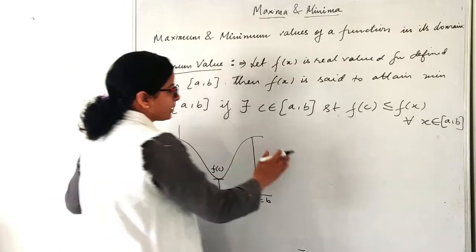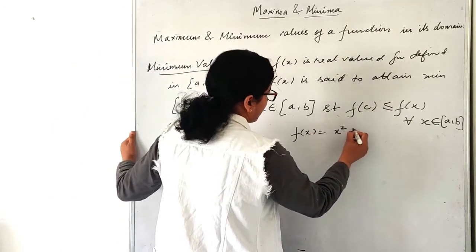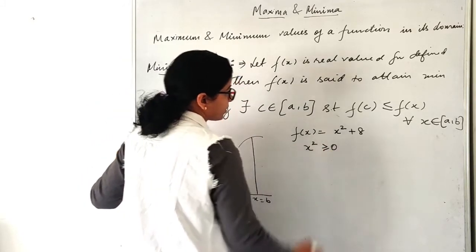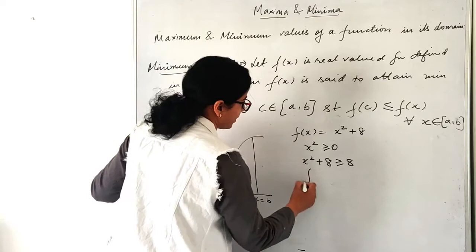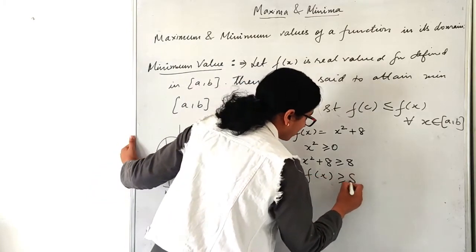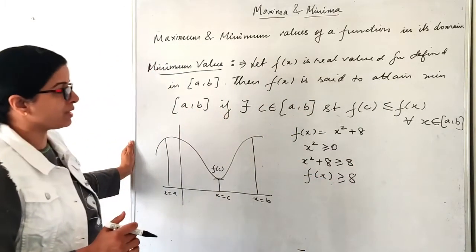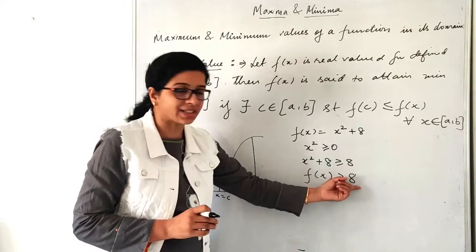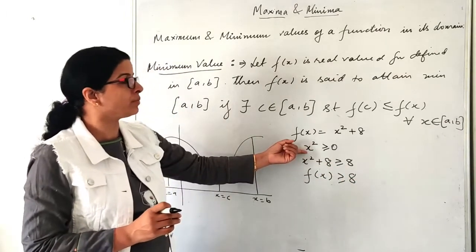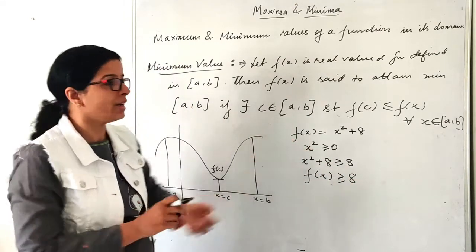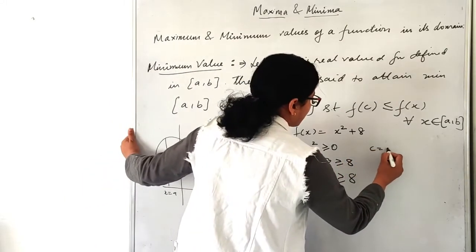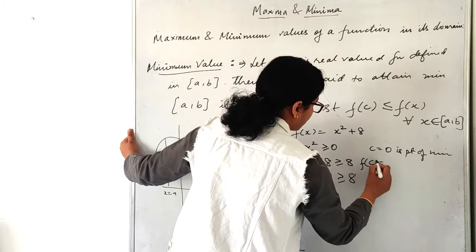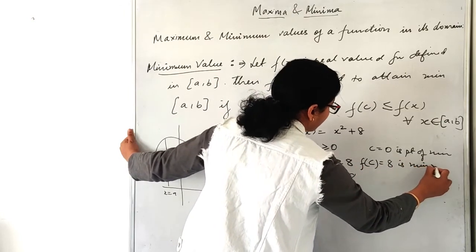Let us take one example. Say f(x) is equal to x square plus 8, right? So I know x square is greater or equal to 0. Adding 8 both the sides. Okay. So f(x) is greater or equal to 8. It means my function attains the minimum value as 8 when x is equal to 0. Is that clear? So it means c is equal to 0 is point of minima. f(c) is equal to 8 is the minimum value, right?